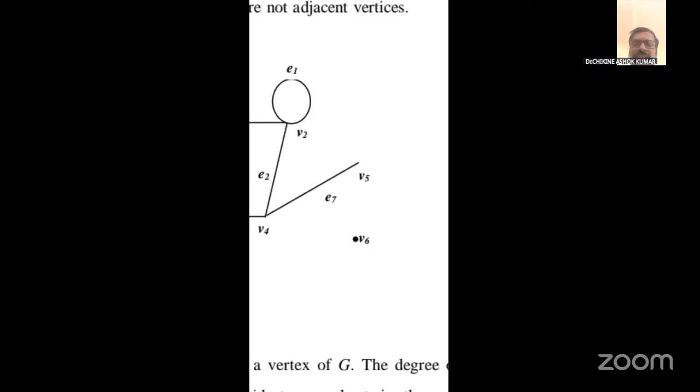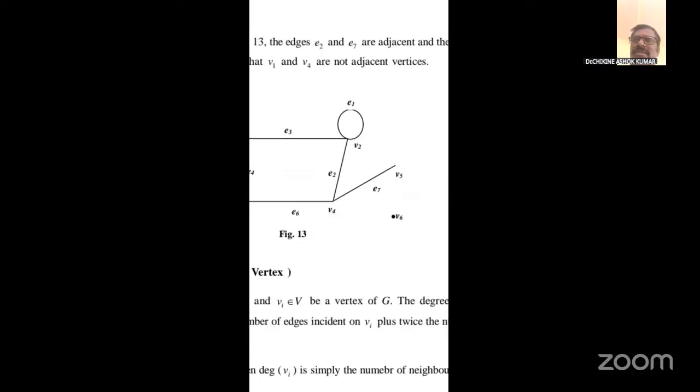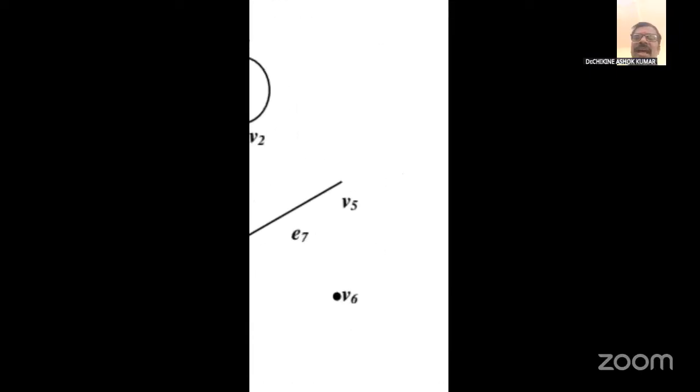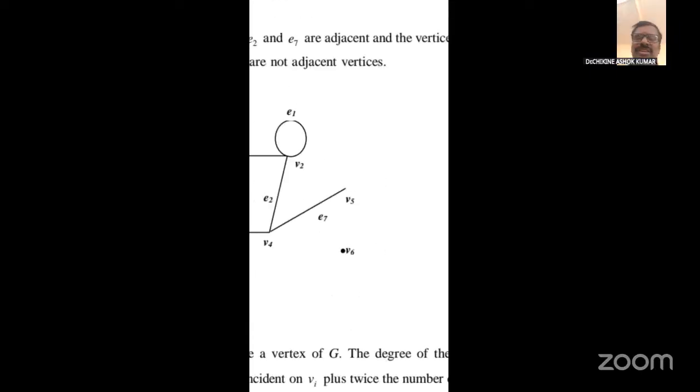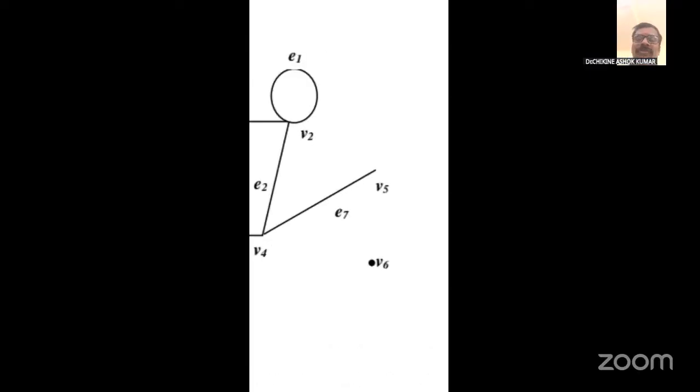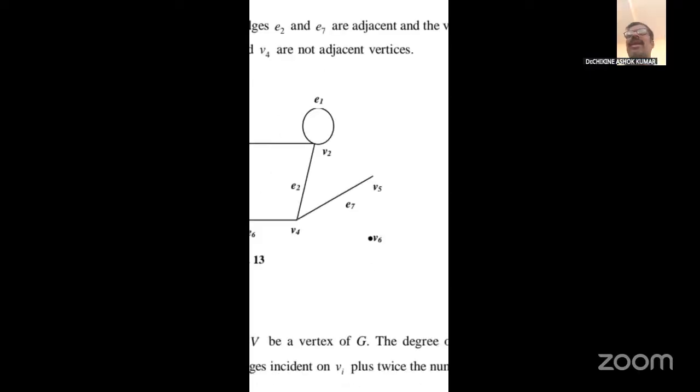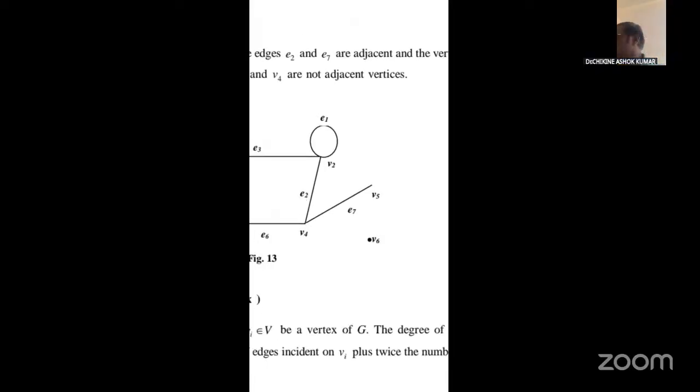So in this figure, V6 is the isolated vertex and V5 is the pendant vertex, because V6 has 0 edges, which means isolated, and V5 has only one edge, that is E7. Therefore V5 is called a pendant vertex.